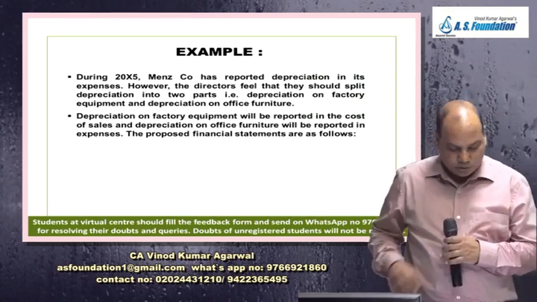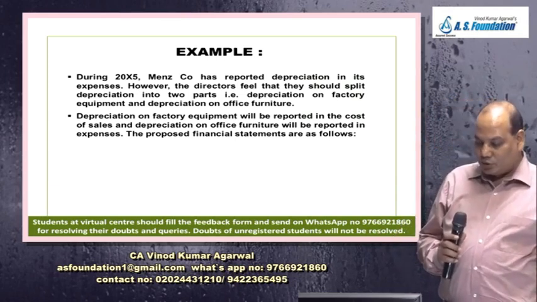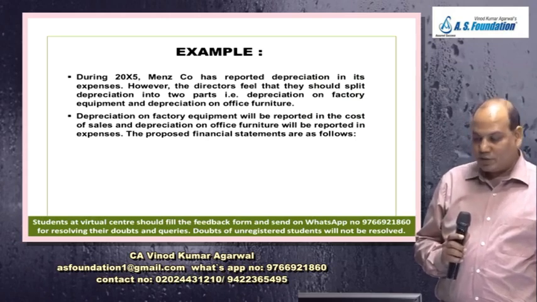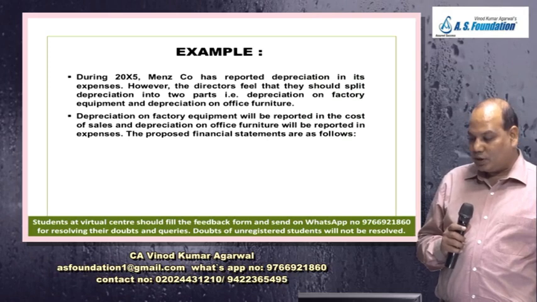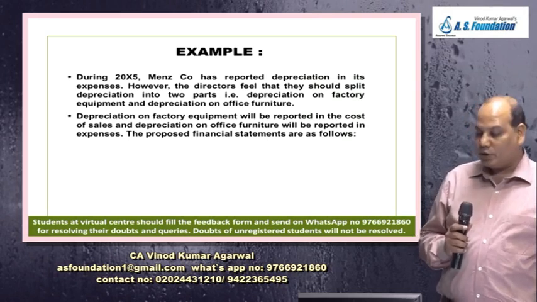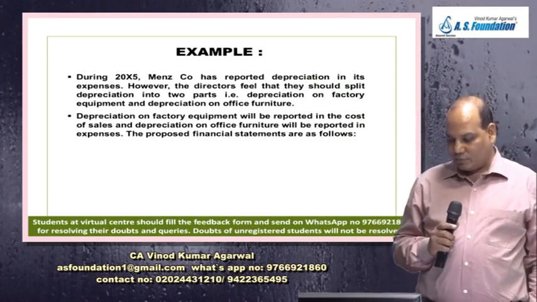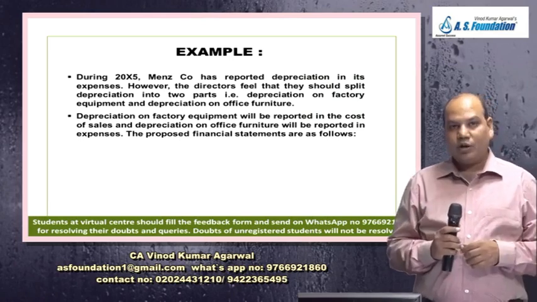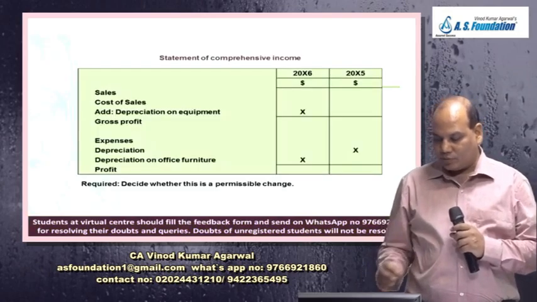Now some examples we will solve. After you have slept for a long time, come to the example. During 20x5, Men's company has reported depreciation in its expenses. However, the directors feel that they should split the depreciation into two parts: depreciation on factory equipment and depreciation on office furniture. Depreciation on factory equipment will be reported in the cost of sale and depreciation on office furniture will be reported in expenses. The proposed financial statements are as follows.